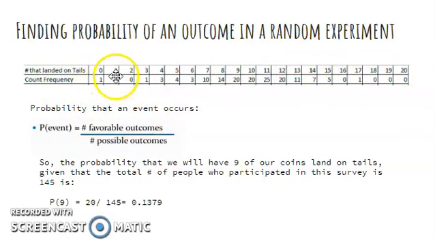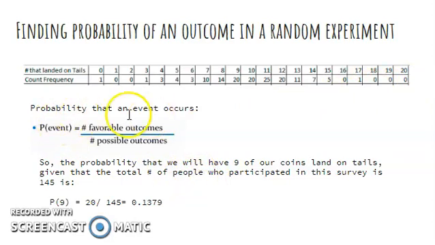So we had a coin flipping simulator, and we flipped the coin 20 times. We had homework, which was to fill out a survey of how many times out of the 20 flips the coin landed on tails. And this is basically the table of all the results from a total of 145 students.